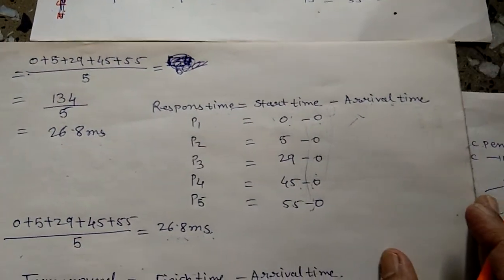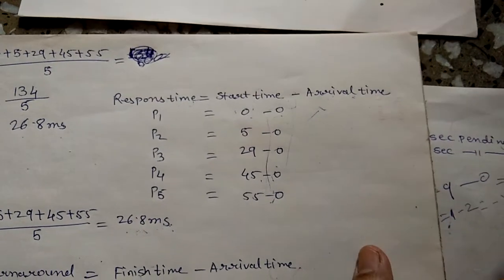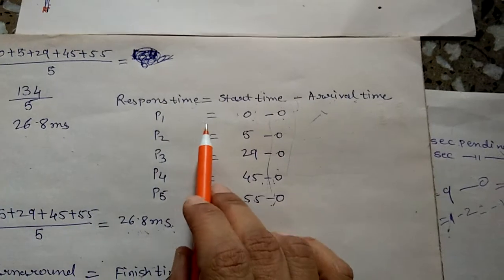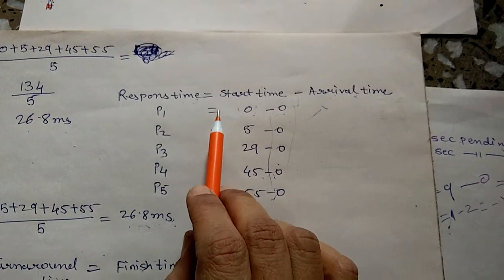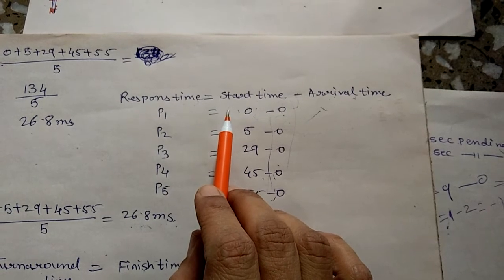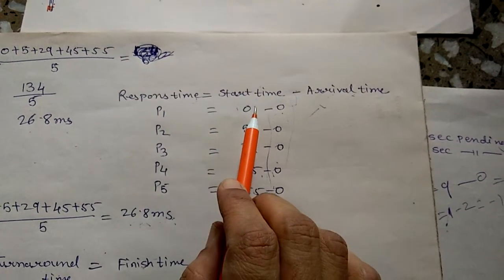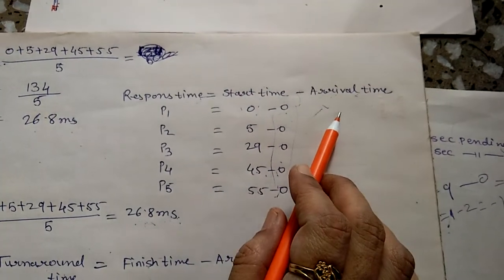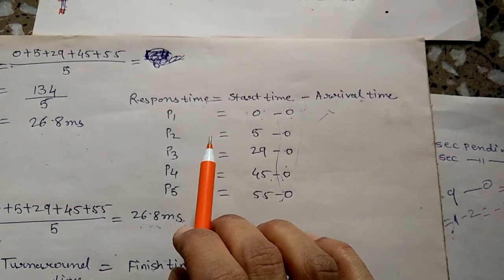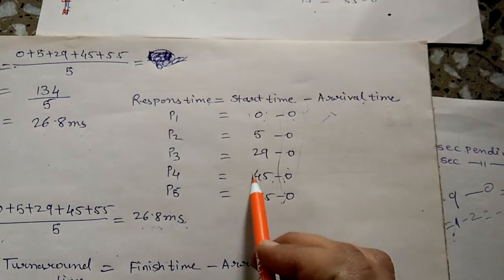Now what is a slight difference over here? As I said, the calculation of the response time. Here we are going to consider the same formula which we considered to calculate the waiting time, that is start time minus arrival time. This is the same formula. It is applicable for the response time, to calculate the response time.